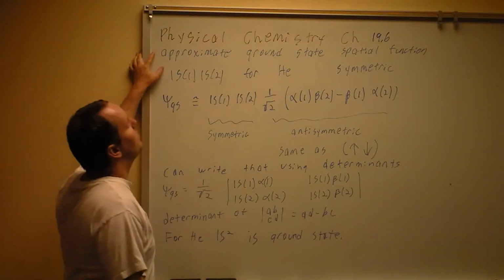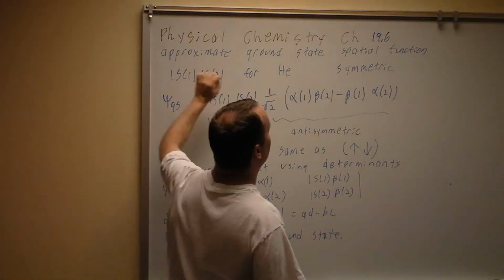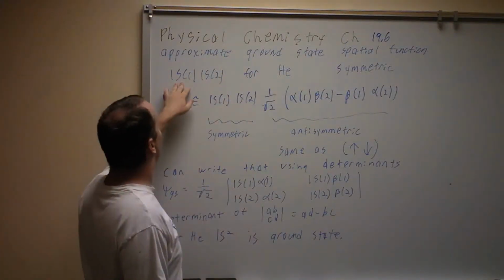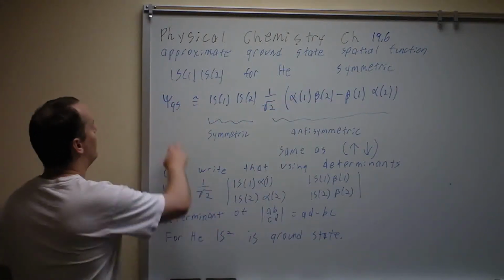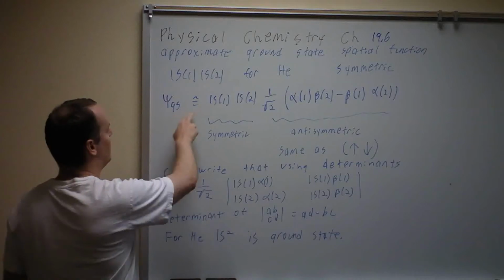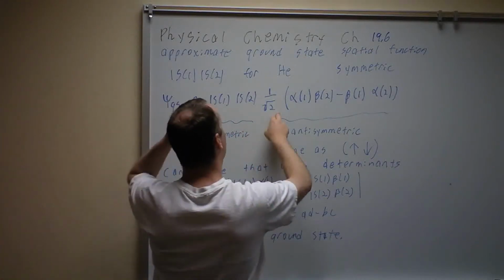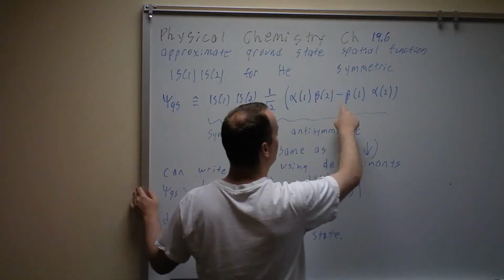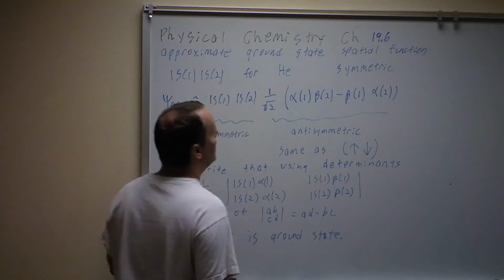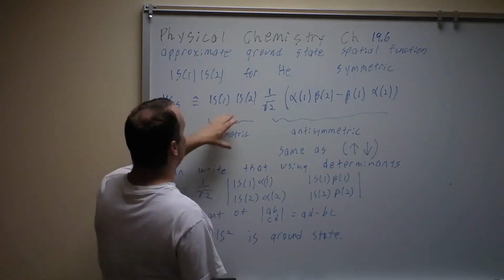Continuing on physical chemistry, chapter 19, we're in section 6. So now we're going to talk about the approximate ground state spatial function. Now it's 1s1, 1s2 for helium. Remember that's symmetric. So we say the psi for ground state is roughly equal to 1s1 plus 1s2, and then times 1 over the square root of 2, all that times alpha 1 beta 2 minus beta 1 alpha 2. Now this here, the wave function, is symmetric.